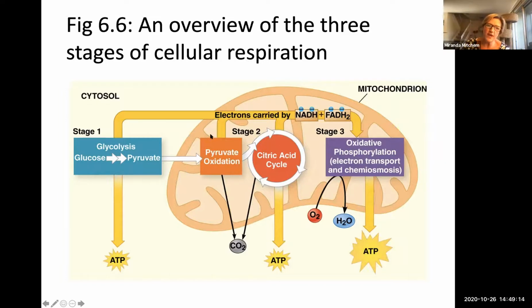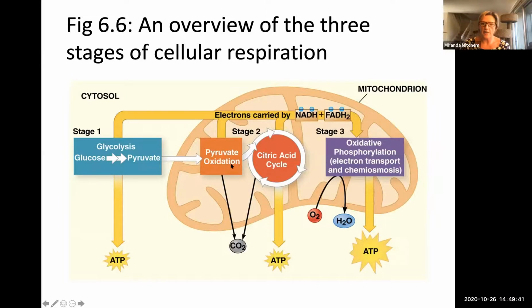So pyruvate is oxidized. Pyruvate has 3 carbons, but the beginning of the citric acid cycle has 2 carbons. Yes, a molecule of carbon dioxide is produced in between the transition step, as well as during the citric acid cycle. And that allows us to account for all of our carbons.